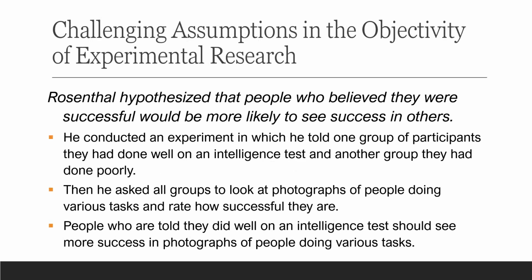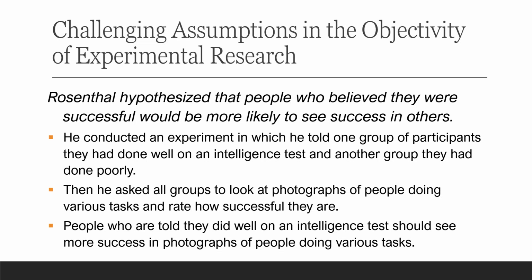Okay. So let's see how our biases as a researcher will affect our conclusions and our analysis of the data. By taking a look at this example, the study by Rosenthal, he hypothesized that people who are successful are more likely to see success in other people and the other way around. If you think that you failed, then you're going to rate others as less successful as well. So how did he manipulate this variable in his research?